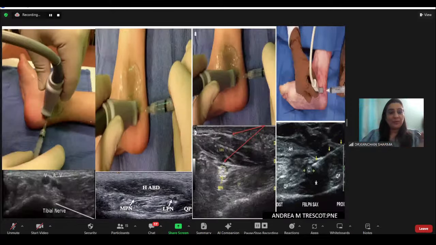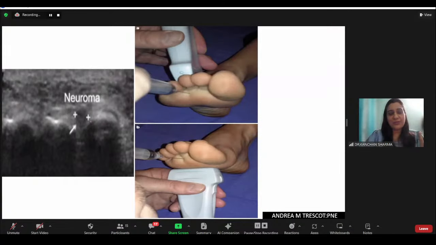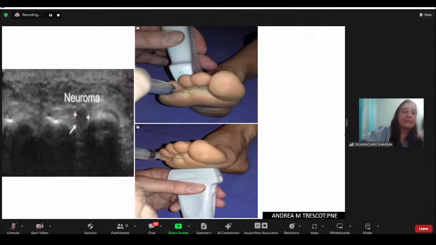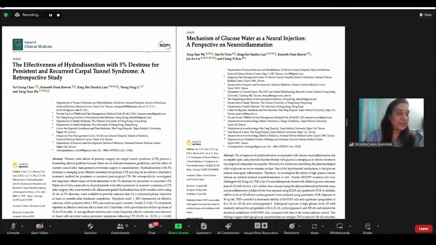Then you can go for various ultrasound guided interventions, and people use various injectates for everything. I have just mentioned this is the tibial nerve, that is your medial plantar, that is your lateral plantar, this is your inferior calcaneal, and this is your interdigital. Then you can use various injectates, but my favorite nowadays is just 5% dextrose, because I'm using it for my PhD thesis also. And it is really wonderful.